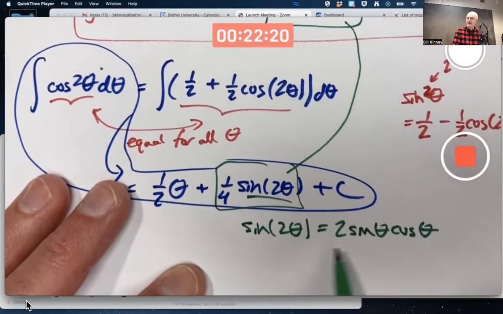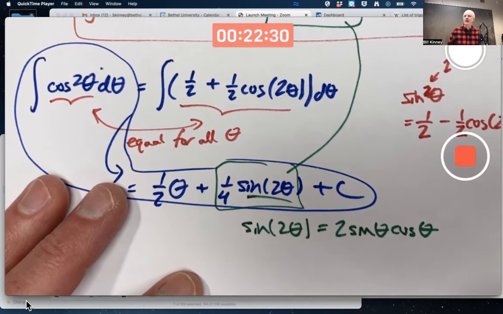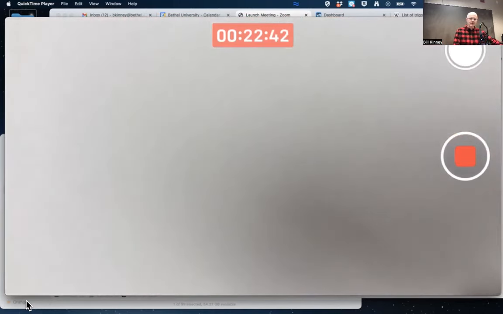There's another trig identity. That one's worth remembering too. On exam 1, you can use a note card, but it's worthwhile to try to remember these. These are some of the more common ones used for integration. Then in class, we're going to do an example with a table.